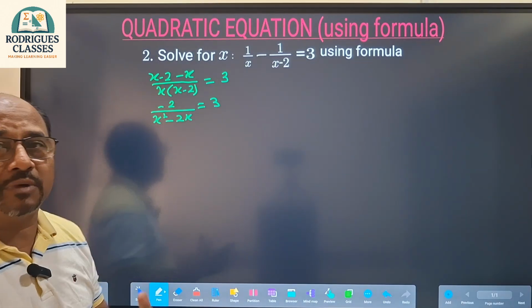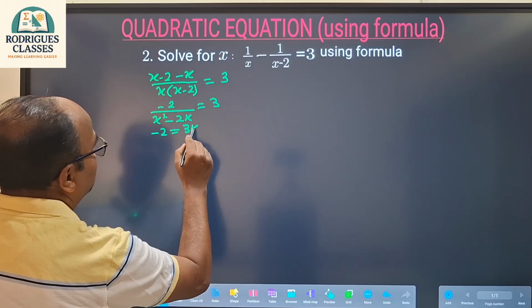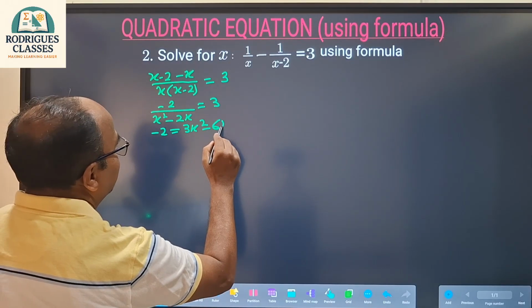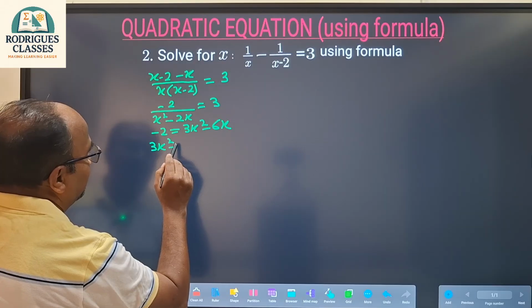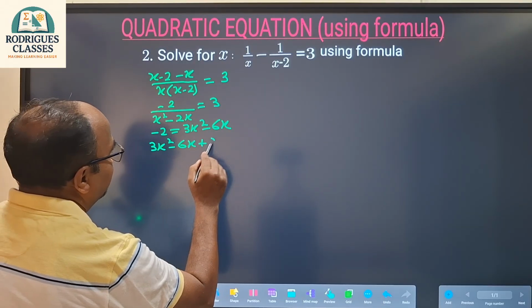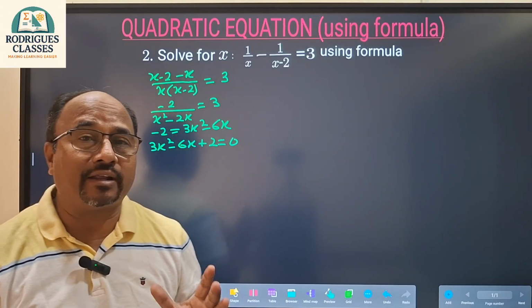Now you need to cross multiply. So minus 2 will be equals to 3x square minus 6x. Taking this minus 2 that side, I get here as plus 2 equals to 0. So you have got this quadratic equation.